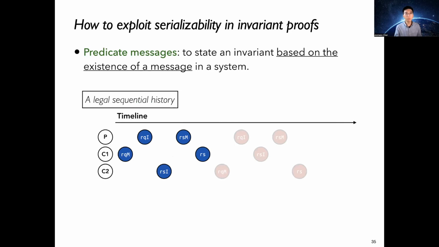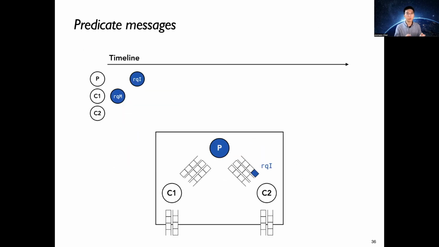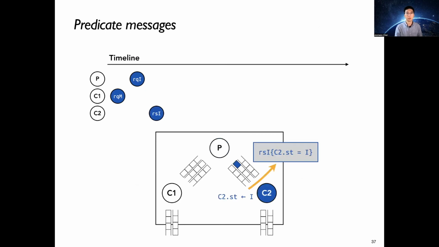Now, how do we make use of serializability to verify cache coherence protocols? Hemiola also provides a novel way to prove invariance on top of serializability by using so-called predicate messages, stating invariance based on the existence of a message. Revisiting the blue serialized transaction, when C2 receives RQI from the parent P, it changes its status to I. So we can have a predicate message for the response RSI claiming that the status of C2 is I.